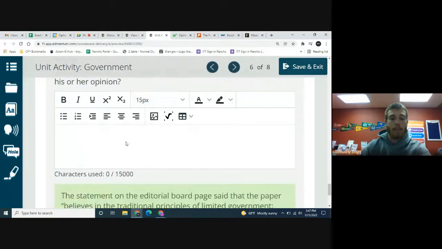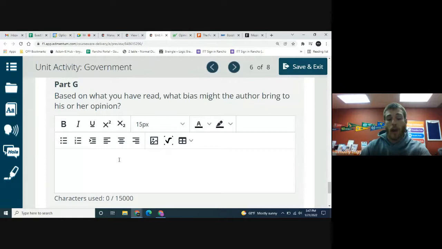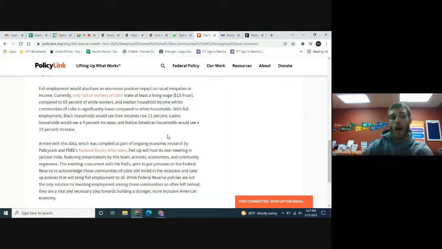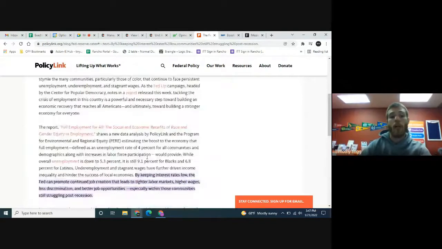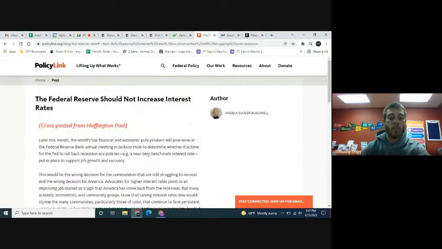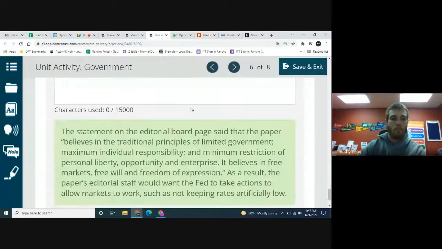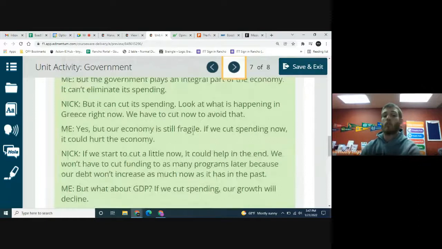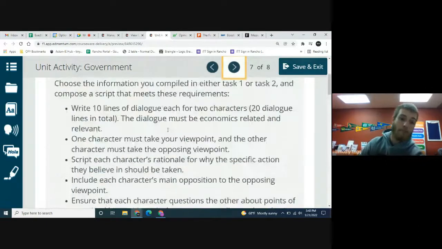Okay, what biases might this author have? So again, we've gone over biases from three previous articles. I want you to read through this article and see if you can find a bias from this author. And again, you could use different articles. You could decide which ones to agree with or not agree with, right?